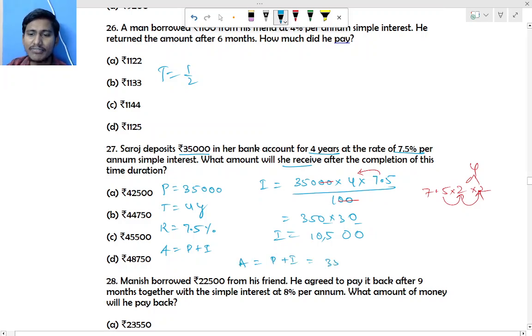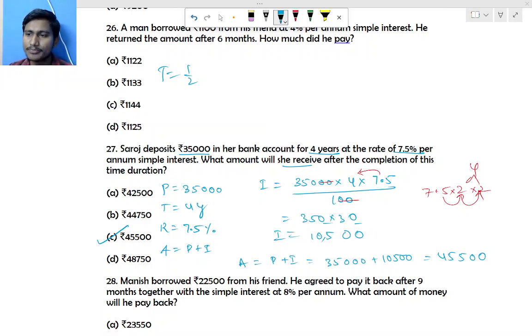So that is 35,000 plus 10,500. It will be how much? 45,500. 45,500 is which option? Option C. Yes, very good. So will everyone be able to do? Okay, good. Yes, very good.